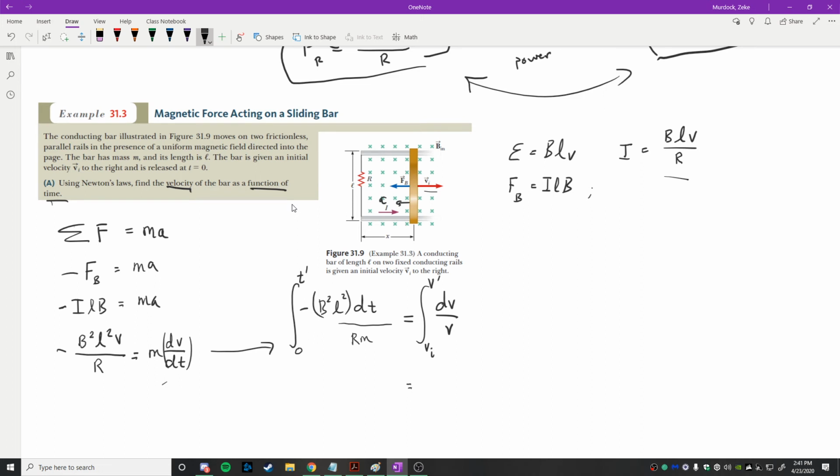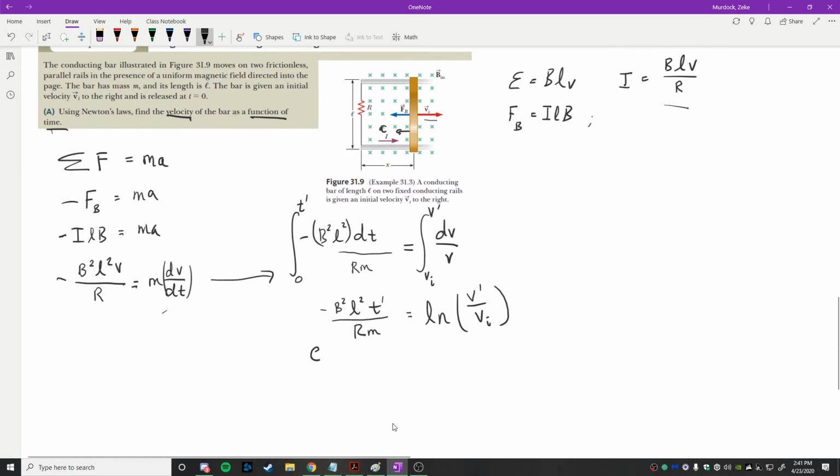Okay, right-hand side, what's that going to be? Natural log, right? Of v prime divided by vi. Everybody agree? And then on the left-hand side, this just becomes t, right? So we're going to get negative b squared l squared t divided by r times m, from 0 to t prime. So that's what we get there, right?